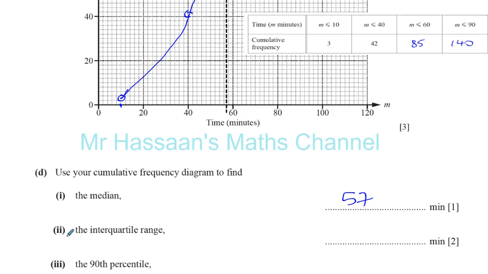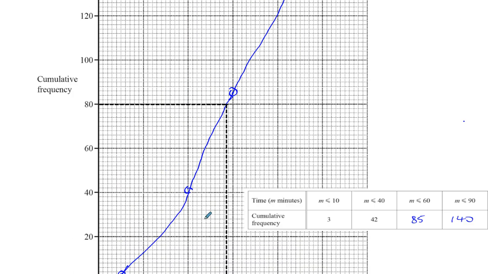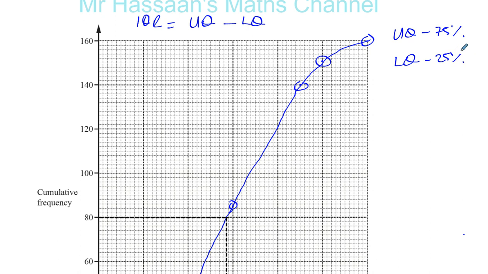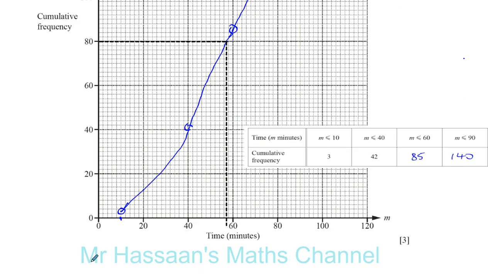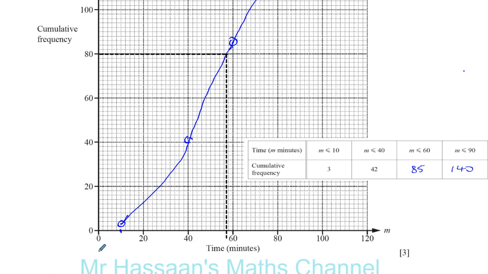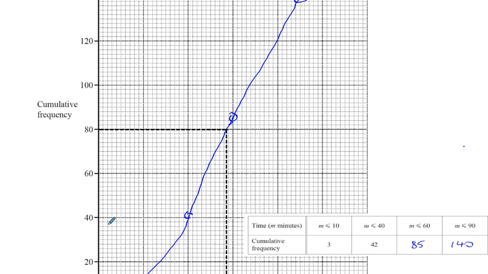Now, interquartile range. The interquartile range, I'll call it IQR, is equal to the upper quartile minus the lower quartile. The upper quartile is the 75th percentile, and the lower quartile is the 25th percentile. What does that mean? Let's start with the lower quartile. It means it's 25% of the way up the cumulative frequency curve. So it's an entry which is a quarter of the way up.